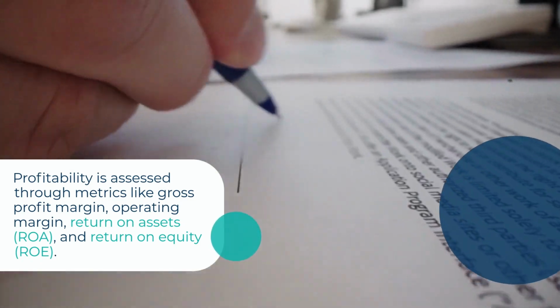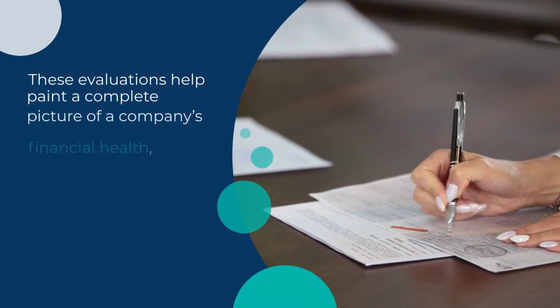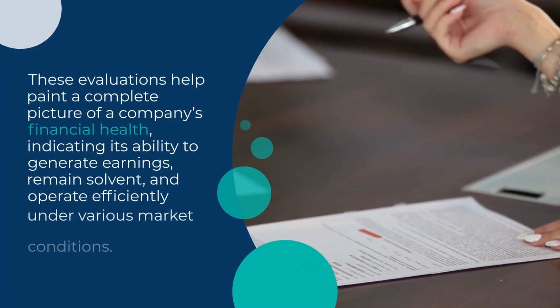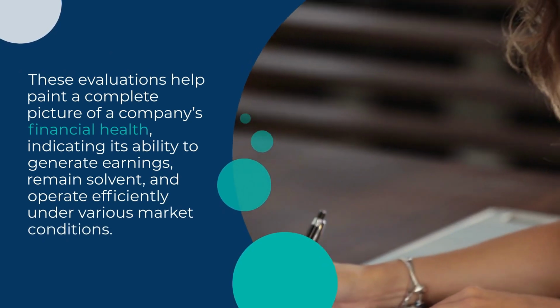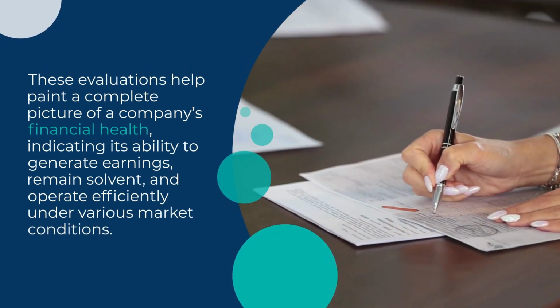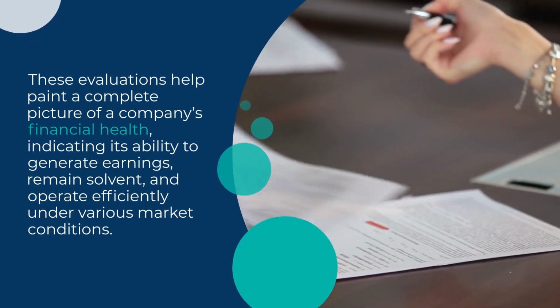Profitability is assessed through metrics like gross profit margin, operating margin, return on assets (ROA), and return on equity (ROE). These evaluations help paint a complete picture of a company's financial health, indicating its ability to generate earnings, remain solvent, and operate efficiently under various market conditions.